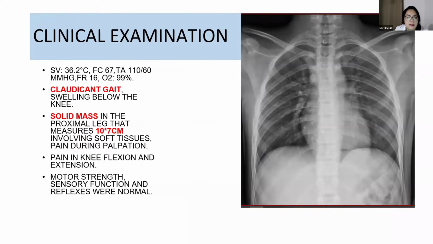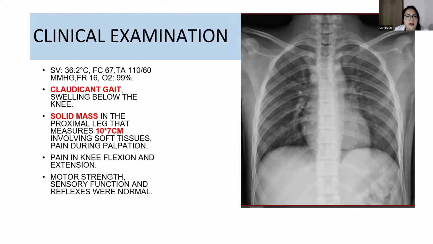So on the clinical exam, we found the vital signs were normal. He has a claudicant gait, swelling below the knee, a solid mass in the proximal leg that measures 10 times 7 centimeters, involving soft tissues, pain during palpation, and pain in knee flexion and extension. His motor strength, sensory function, and reflexes were normal.